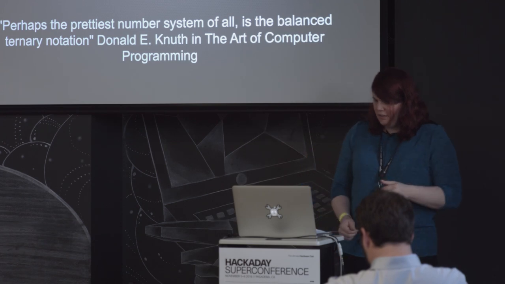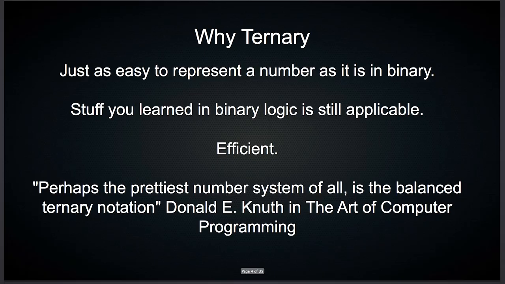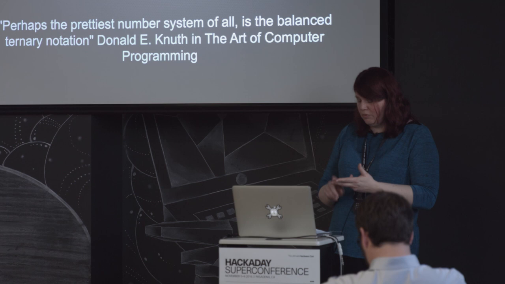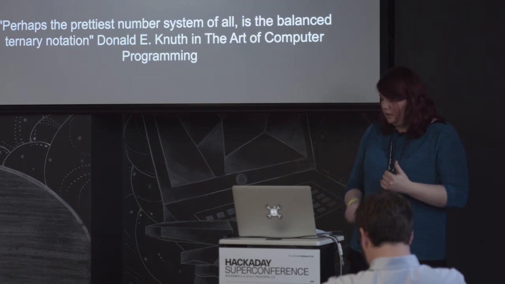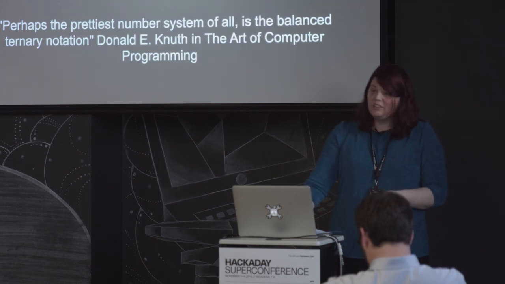And someone pointed this out to me right before I was coming up here to speak. I guess Donald Knuth said perhaps the prettiest number system of all is the balanced ternary notation. And that's where you would represent a ternary number as a positive, a zero, or a negative. So that's kind of cool.